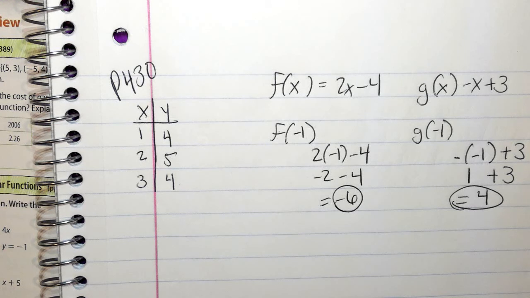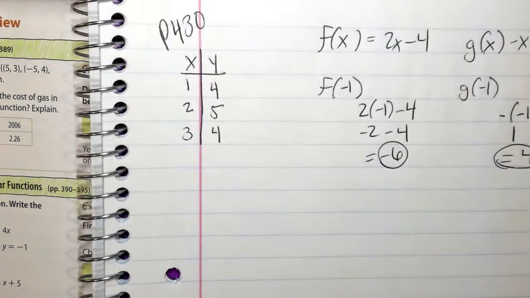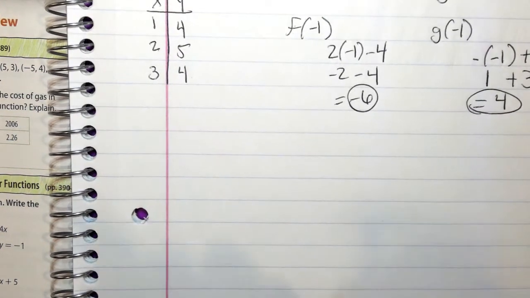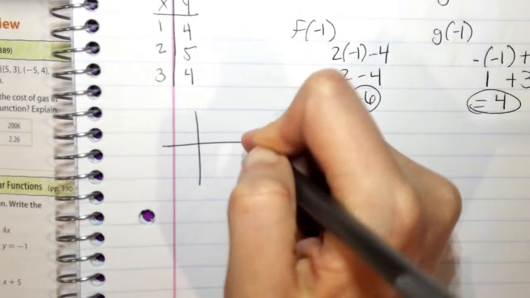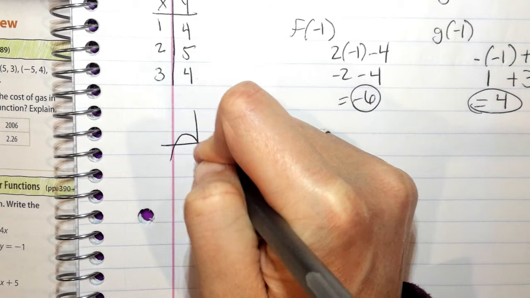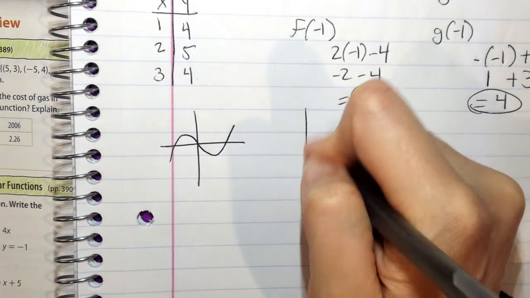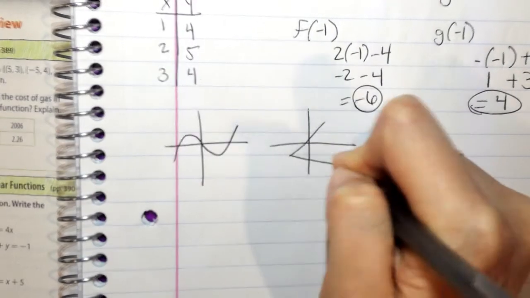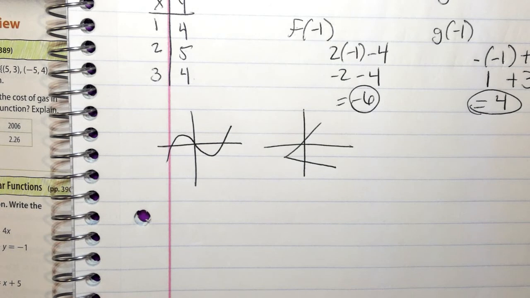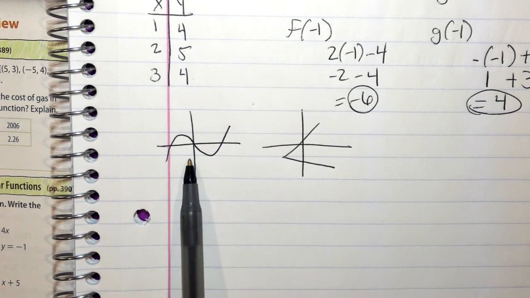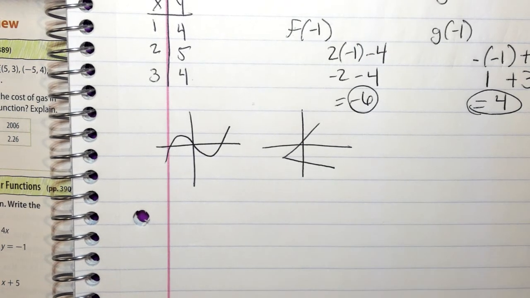The other thing that it will ask about with functions is if a graph is a function. So let's say you have a graph that looks like this. Tell me if that graph is a function, and maybe you have one that looks like that. Tell me if that graph is a function. Hopefully you determine the first one is a function, the second one is not a function.